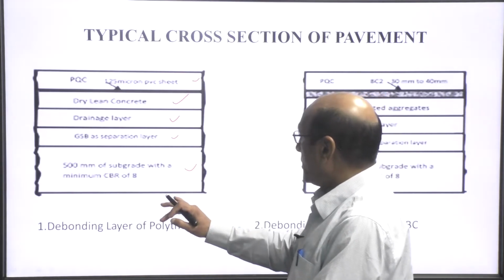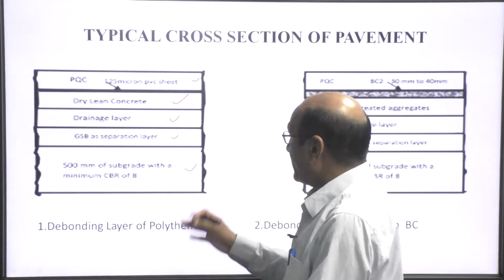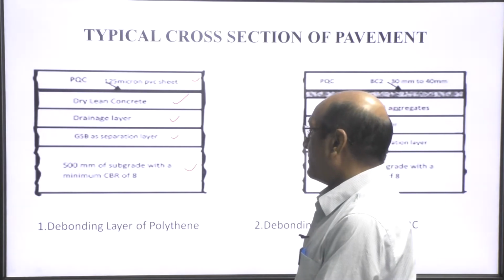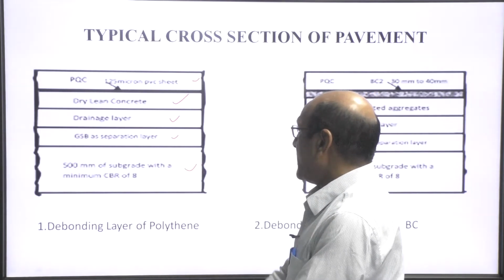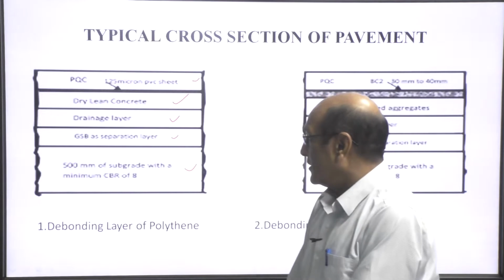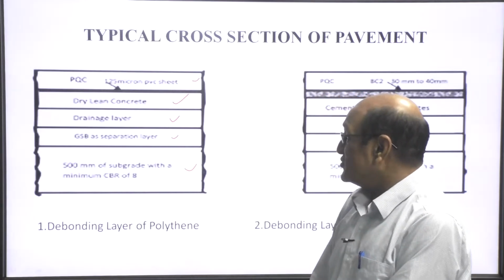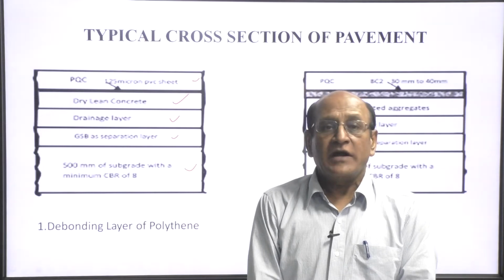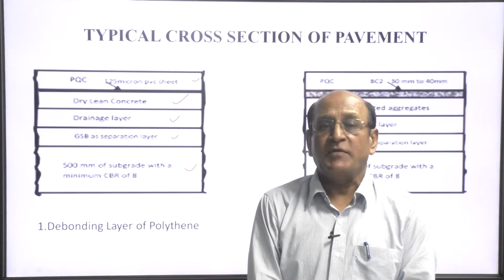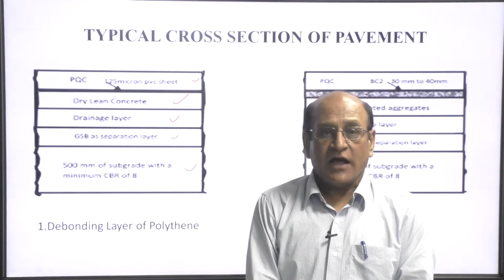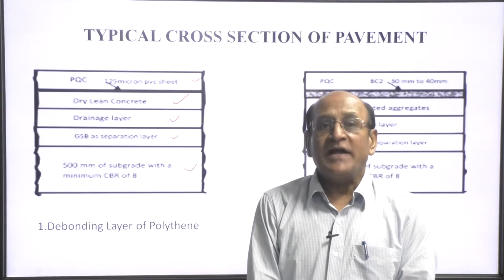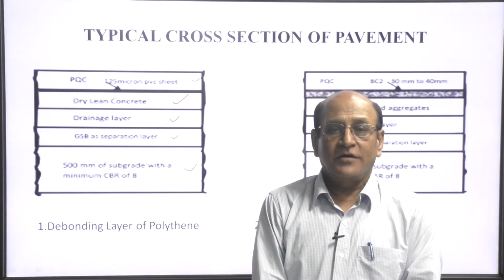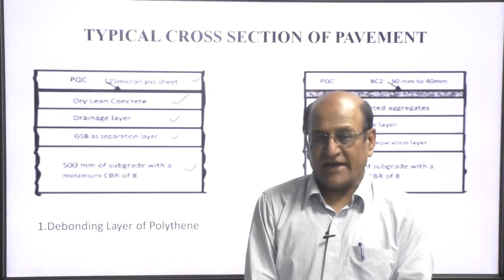We have many times discussed the different layers of the pavement system. One important layer here is the drainage layer. Above GSB, a drainage layer is given to drain water coming from any side and to provide a cut off for water from capillary action.